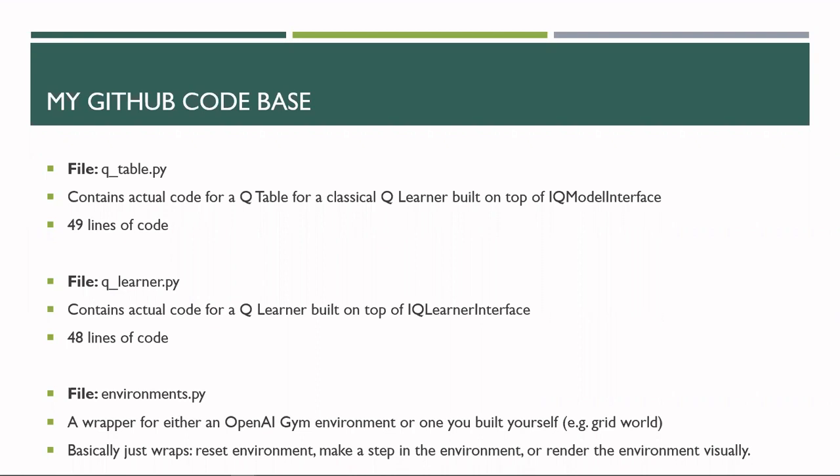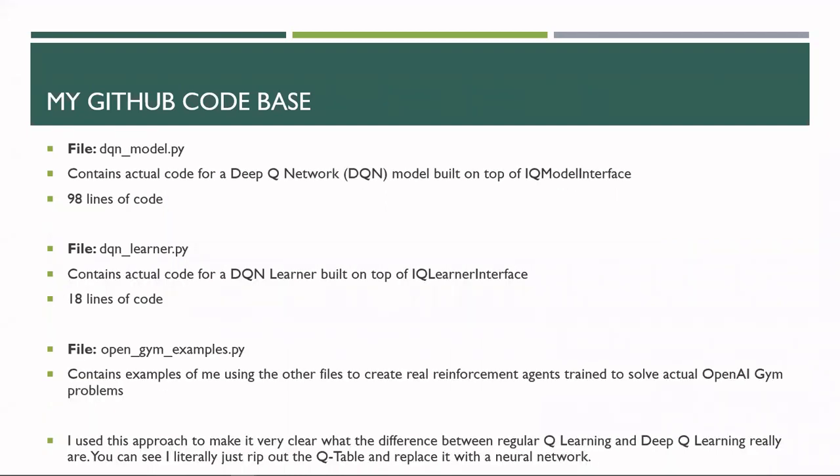by doing a subclass of it. And from there, it allows you to make any environment you want, and it creates a standard, if you will. So then I have the DQN model.py and the DQN learner.py.